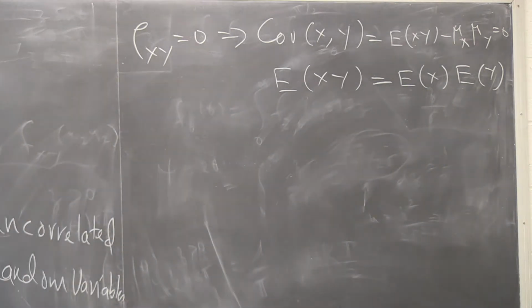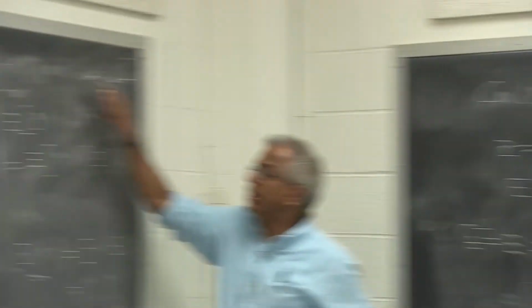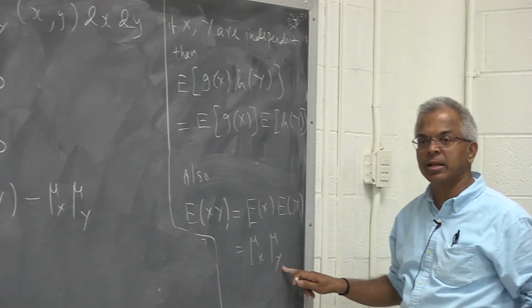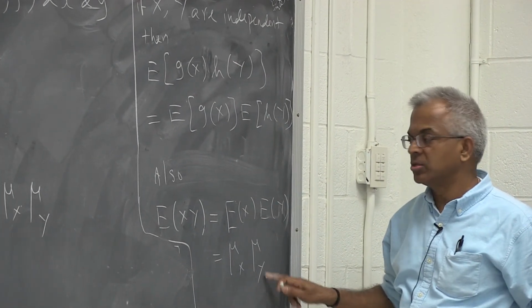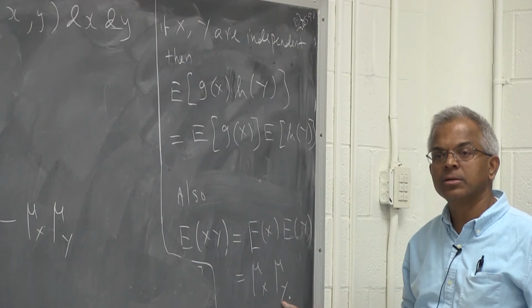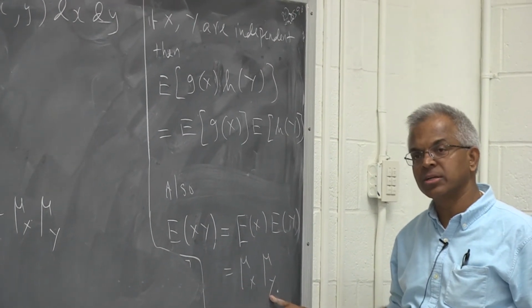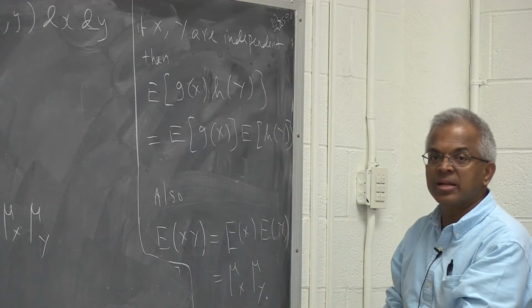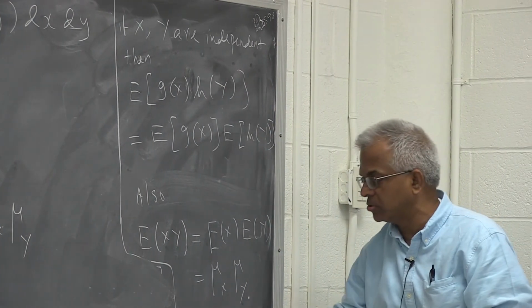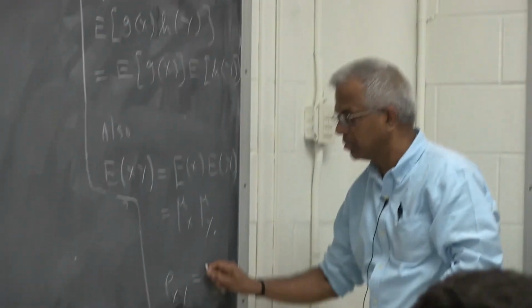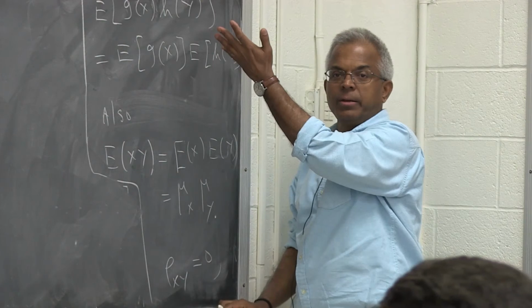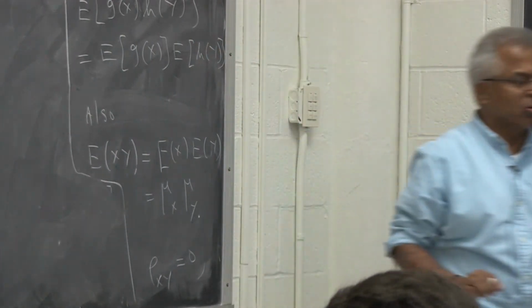But look here, what happens if two random variables are independent? If two random variables are independent, the expected value of xy is automatically equal to this. So what happens to the covariance here? What happens to the correlation? So if two random variables are independent, you see that they are uncorrelated, because rho is also 0. So independence implies uncorrelated, not the other way. I'm just going to write it there.